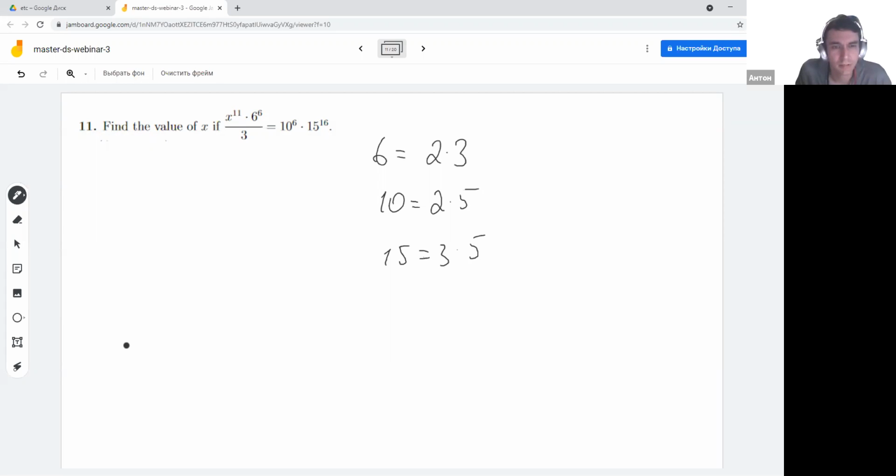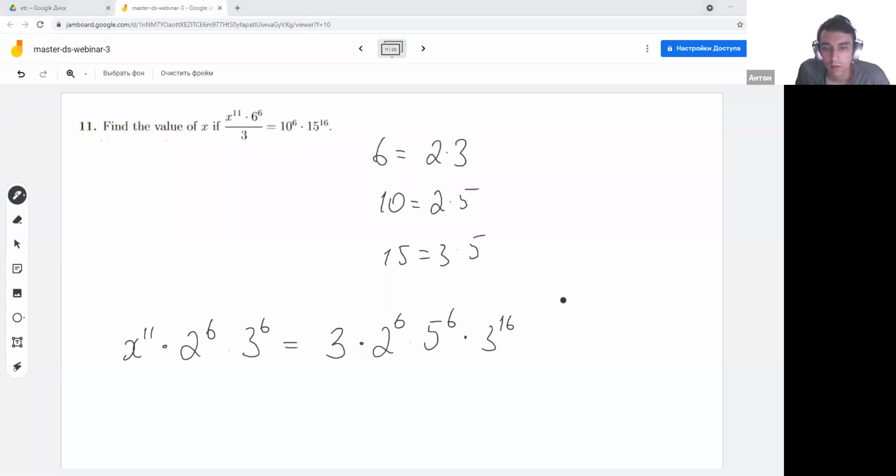So let's see. x to the power of 11 times 2 to the power of 6 times 3 to the power of 6 equals 3. I multiplied both sides by 3, so 3 went here. 3 times 2 to the power of 6 times 5 to the power of 6 times 3 to the power of 16 times 5 to the power of 16.